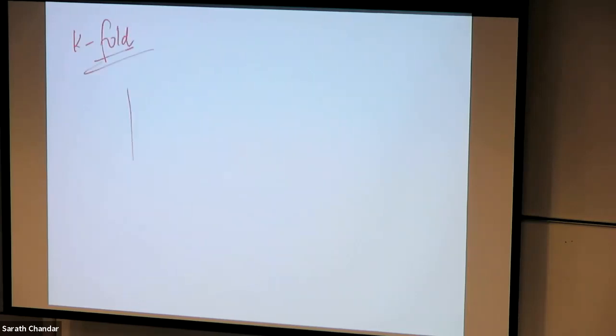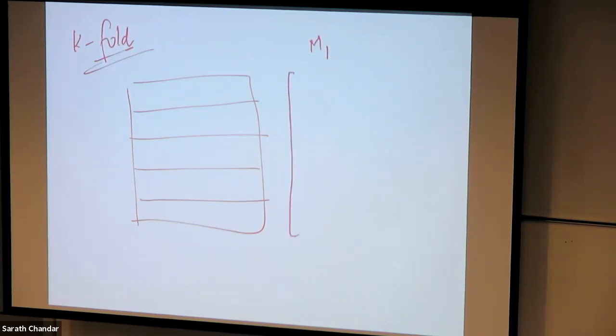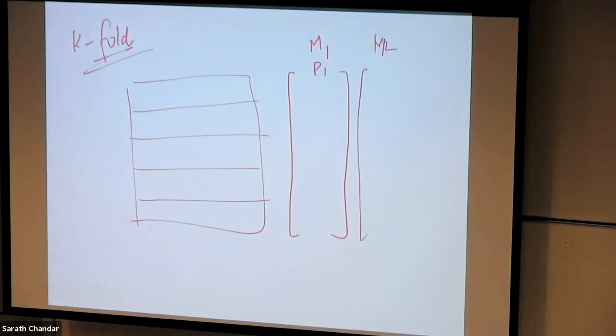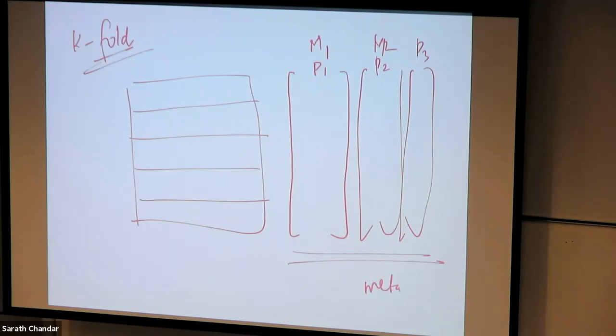So I can take my data set and divide it into, let's say, 5 different parts, okay? Now, for each model, let's say M1, I'm going to construct the model's prediction, which is P1. Similarly, for M2, we're going to construct the model's prediction P2. Similarly, P3, and this is the data set for the meta classifier, right?